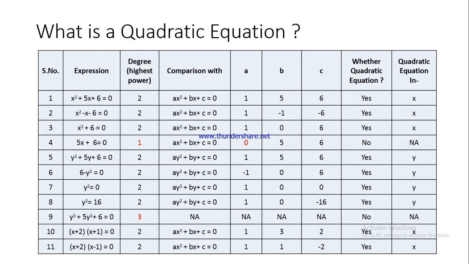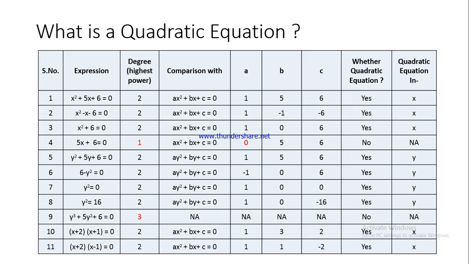Whenever some particular term moves from the left to the right or from right to left, the sign changes. Since the sign of 16 was plus on the right side, when it is shifted to the left side, it would become minus. So y square minus 16 is equal to 0, and when you compare it, you will be able to understand that a is equal to 1, and there is no y term, so b is equal to 0 and c will be equal to minus 16.